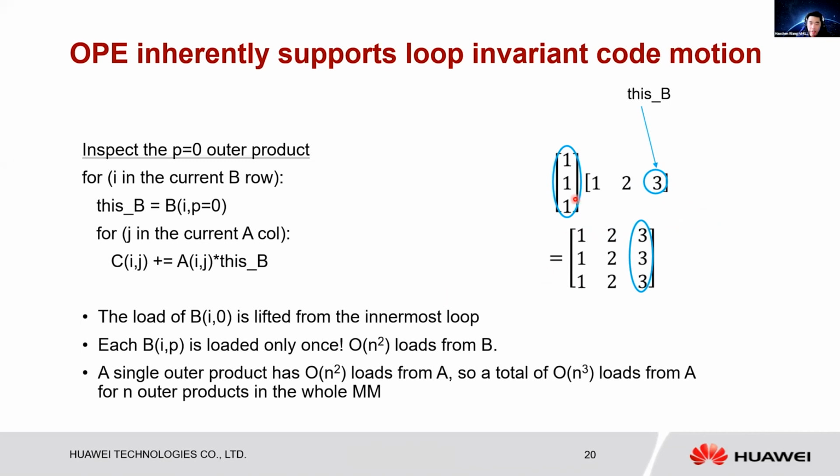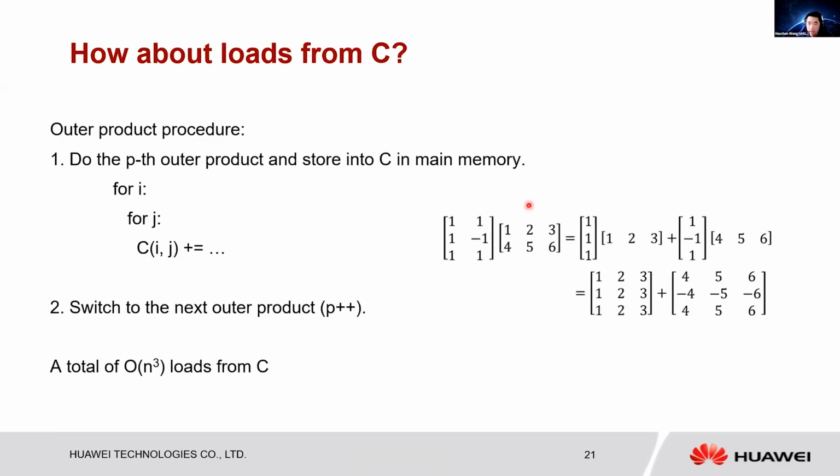And what about A? Because the loads in A are still happening in the innermost loop where you loop down this column, it still has n cubed loads, so there's some extra work that needs to be done there. But at this point, A has an order n cubed loads and B has an order n squared loads. How about loads from C?